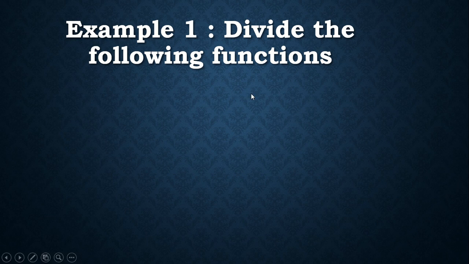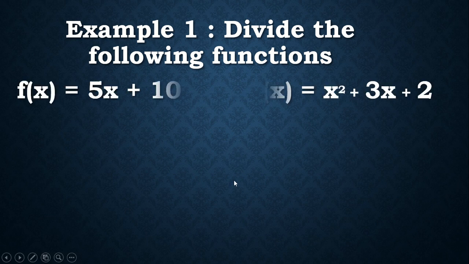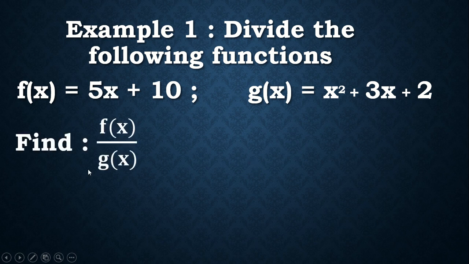We have to divide the following functions. F of x is equal to 5x plus 10. G of x is equal to x squared plus 3x plus 2. We have to find the division of functions, the f of x that is divided by g of x, or f of x over g of x.